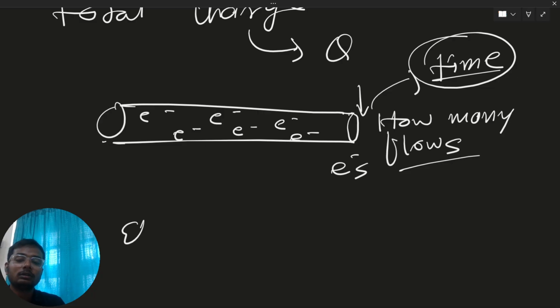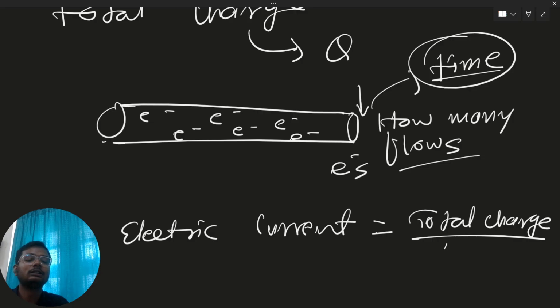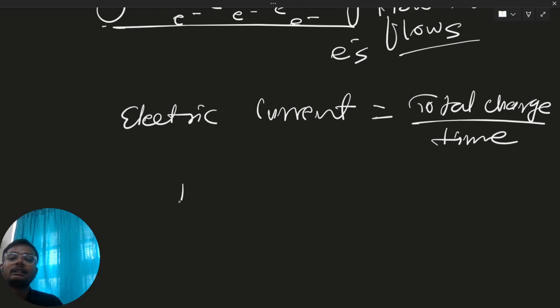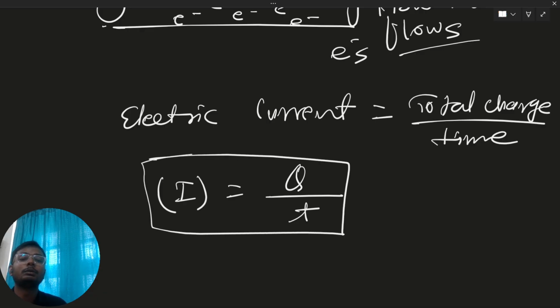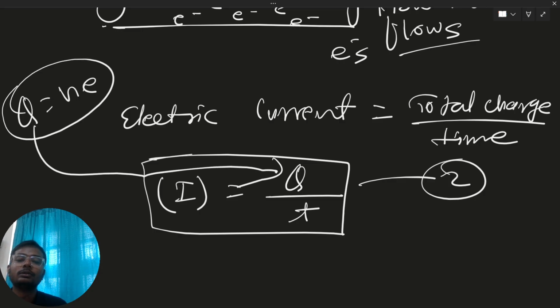So electric current is mathematically given as the total charge flowing through our cross-section area per unit time. Electric current is denoted by the letter I, total charge by Q, and time by T. So in short, I can write I = Q/T. This is the second formula I am giving. Yesterday I gave one formula, remember? Q = NE. This Q and that Q are not different.